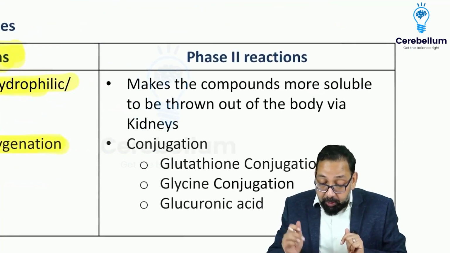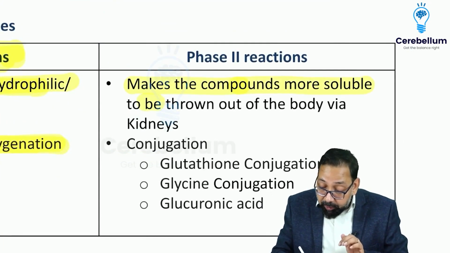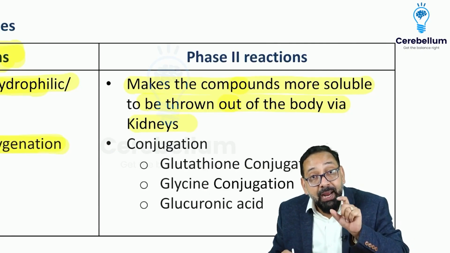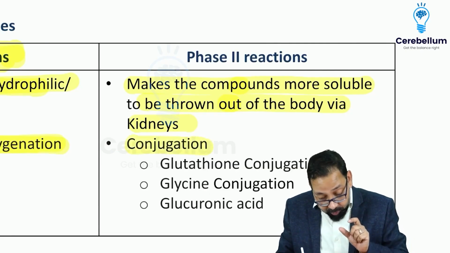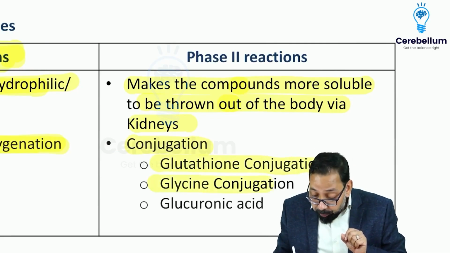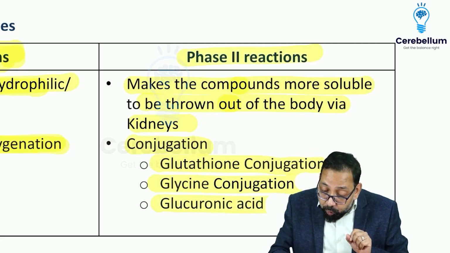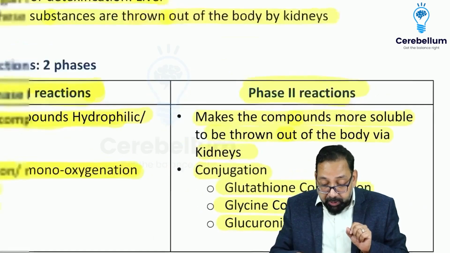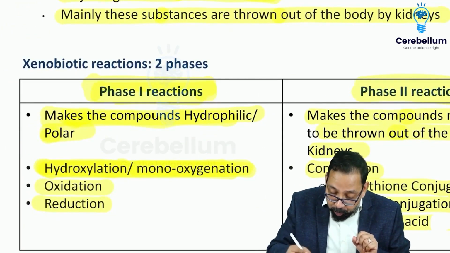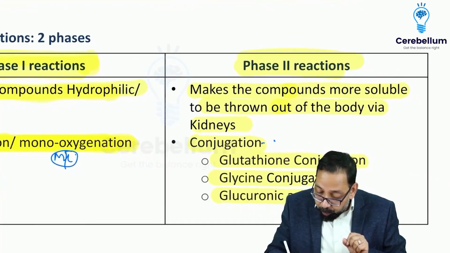Phase 2 reaction makes the compound more soluble, and now it is thrown out of the body via kidney. Phase 2 reaction examples are conjugation: glutathione conjugation, glycine conjugation, glucuronic acid conjugation. So phase 2 reaction example is conjugation, phase 1 reaction example is hydroxylation. This is most common: phase 1 is hydroxylation, phase 2 is conjugation.